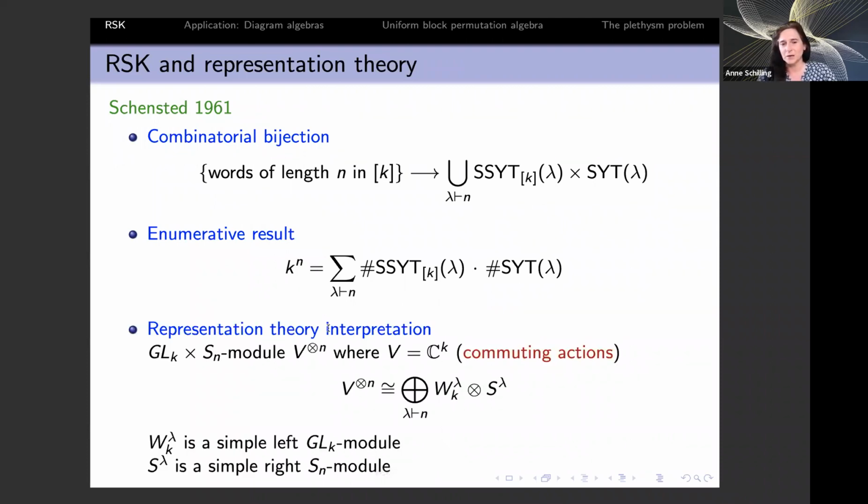But you can also interpret this in terms of representation theory, namely, suppose V is C to the K. So we know that GL_K acts on that. And let's now take an n-fold tensor product of this. Then we have the diagonal action of GL_K on this tensor product. But you can also act with S_n by permuting the tensor factors. And these are two commuting actions. And therefore, this V to the n decomposes into a simple left GL_K module tensored with a simple right S_n module, and then you sum over all possible lambda. So that's a representation theoretic interpretation corresponding to this RSK algorithm.